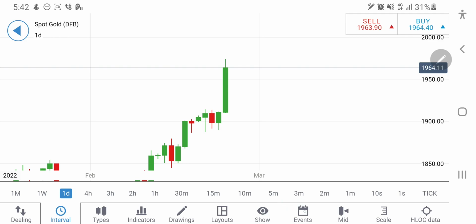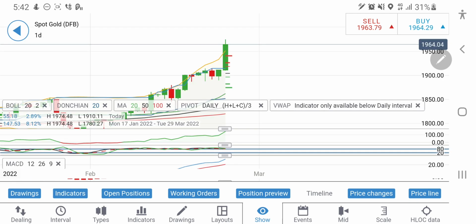But these are markets, quite uncertain, it can trade any which way. Now let's have a look at the indicators here.